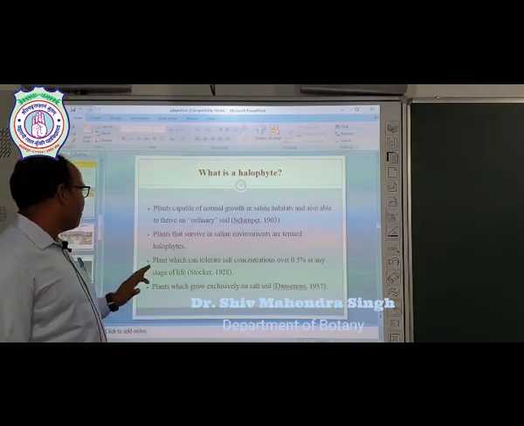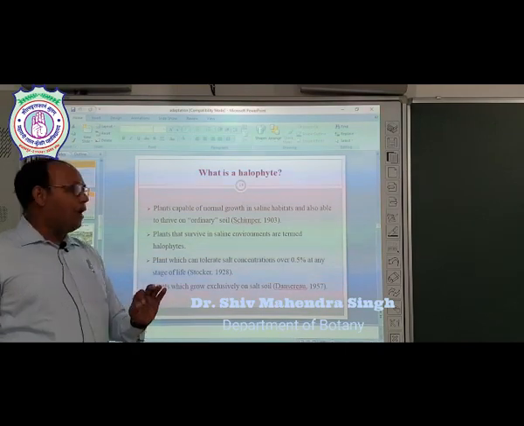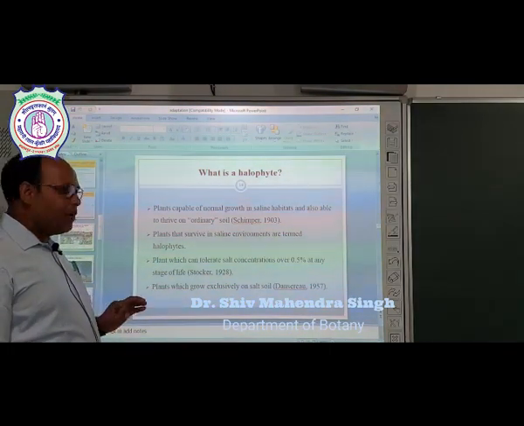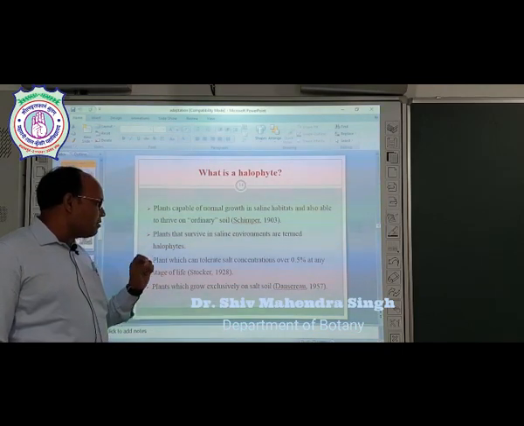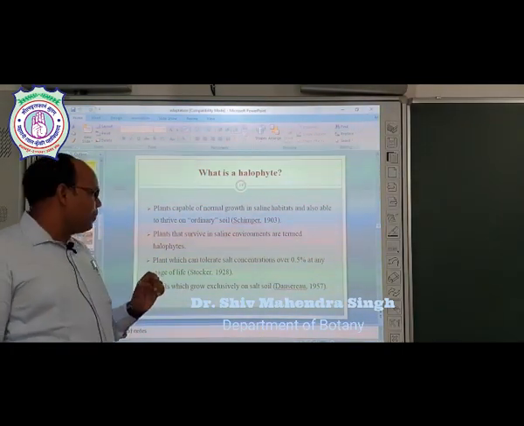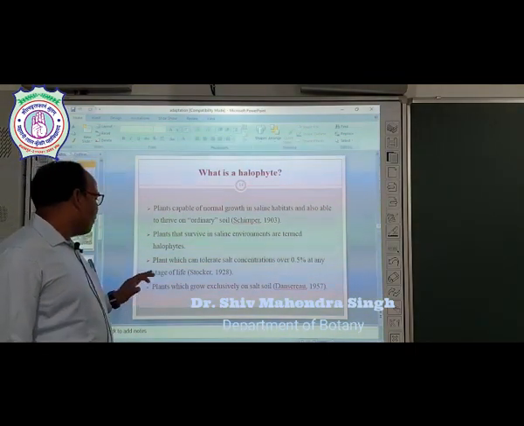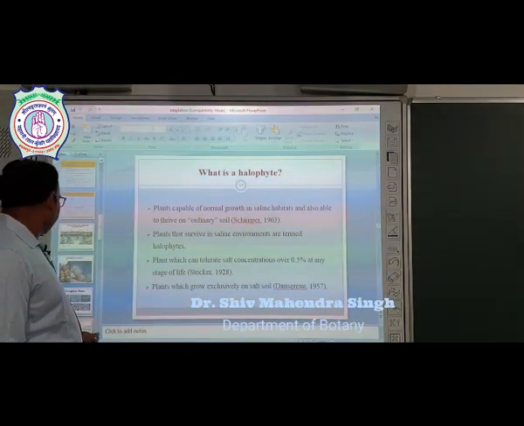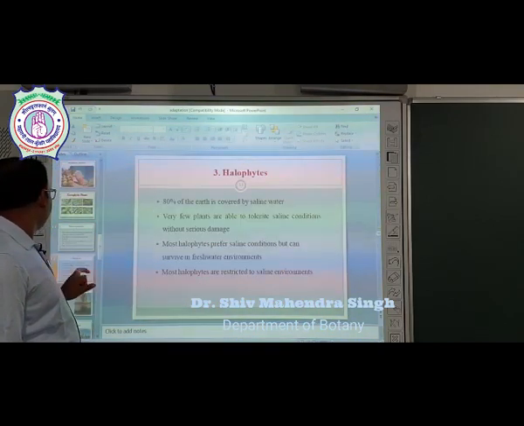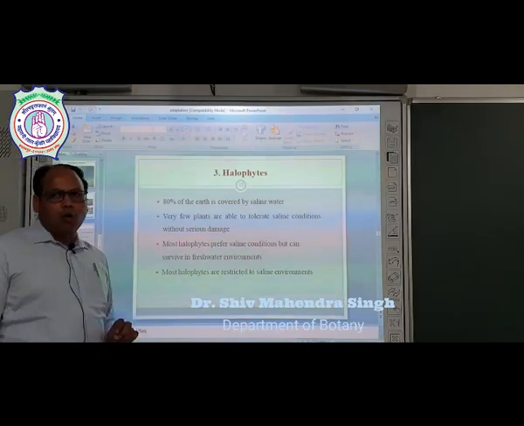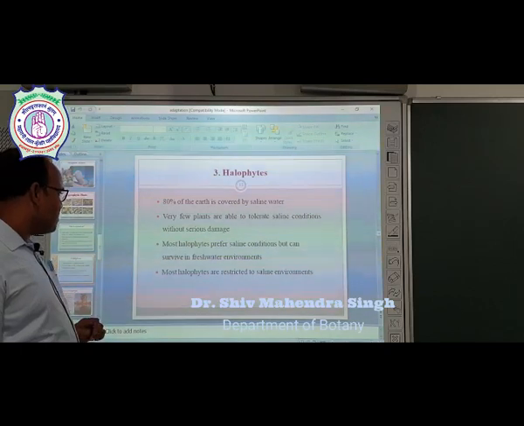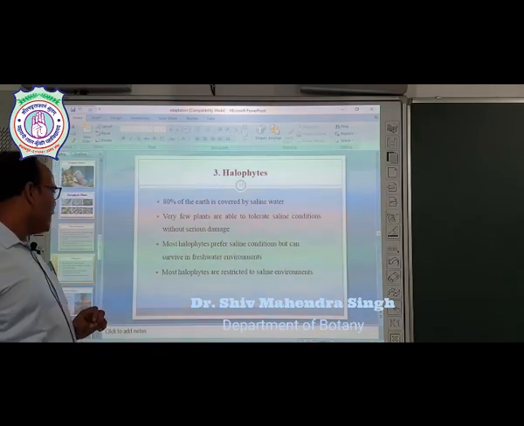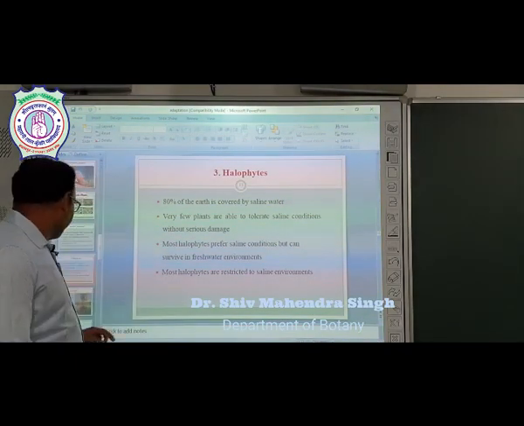What is a halophyte? Halophytes are plants capable of normal growth on saline habitats, and also able to thrive in ordinary soil. Plants that survive in saline environments are termed halophytes. They are plants which can tolerate salt concentration over 0.5% at any stage of life, or plants which grow exclusively on salt soil. Very few plants are able to tolerate saline conditions without serious damage. Most halophytes prefer saline conditions but can survive in freshwater environments. Most halophytes are restricted to saline environments.